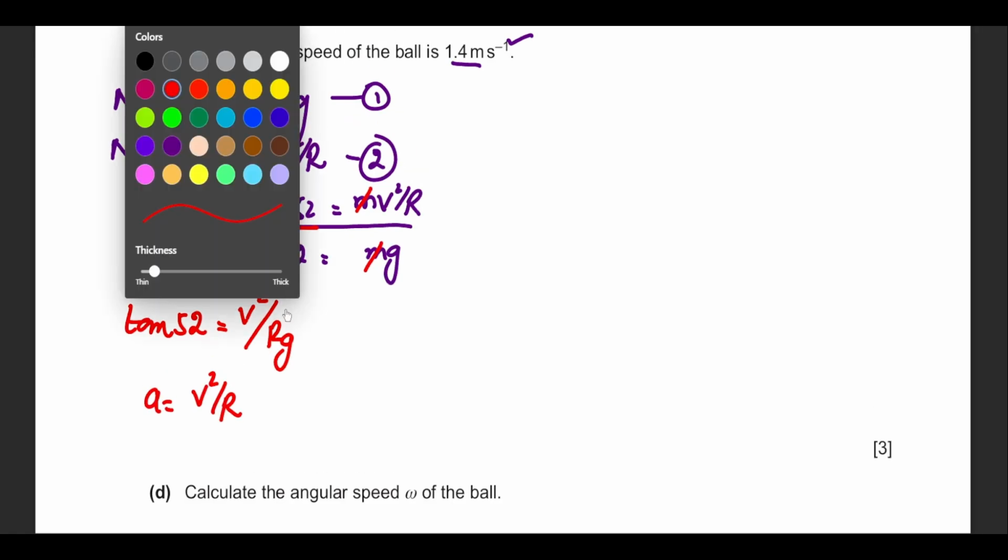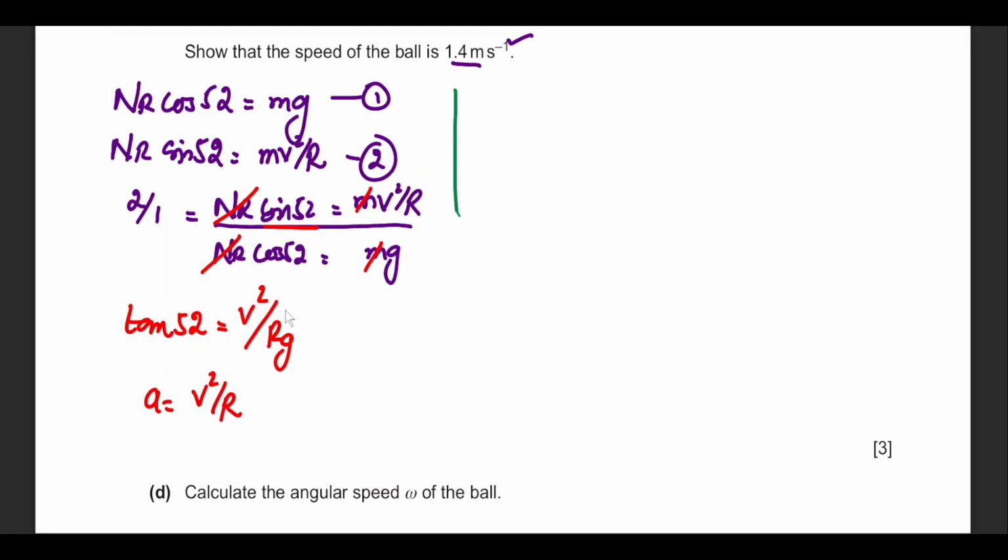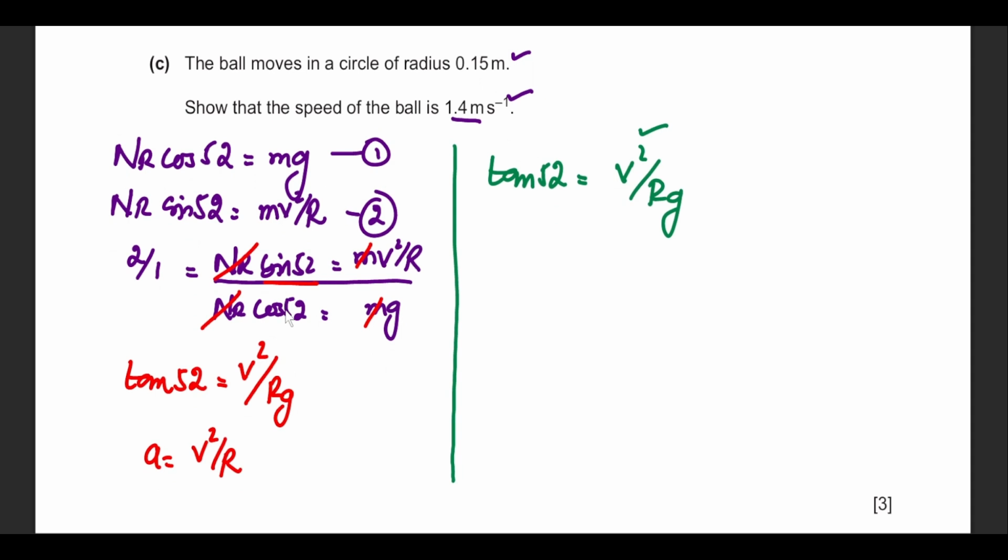So the next part is to simply note that tangent 52 is equal to v squared divided by rg. Now everything is given to you. We wanted to show that the velocity is equal to 1.4. So let's see. The radius of orbit is 0.15, g is 9.8. Let's take everything to the other side, and don't forget to take the square root of this equation.